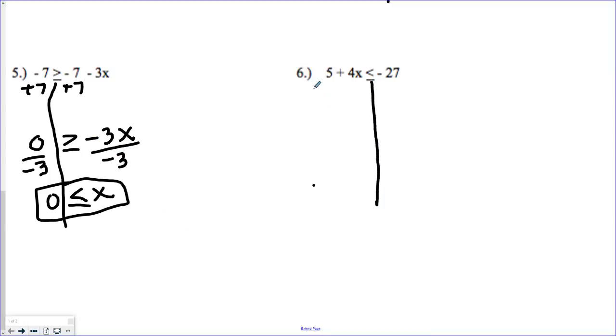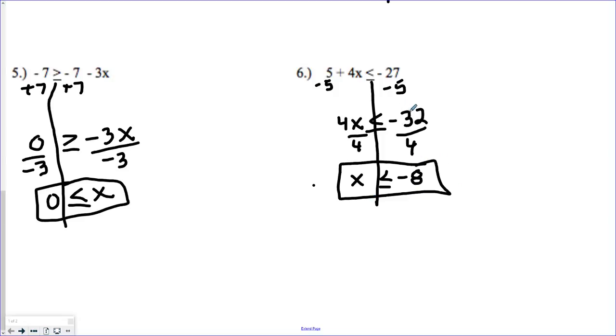And then the same deal for 6. So subtract 5, you get 4x is less than or equal to negative 32. Divide by 4, divide by 4. Now, even though 32 is negative, I'm not dividing by it. I'm dividing by a positive 4, so my sign stays the way it is, and I get negative 8.